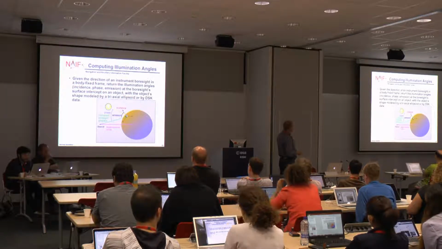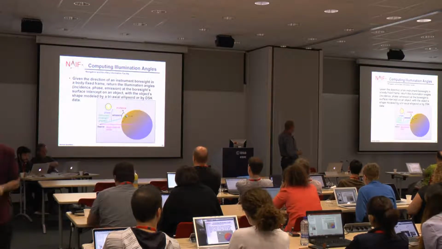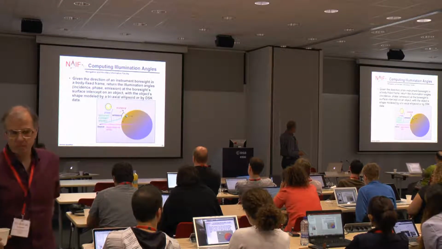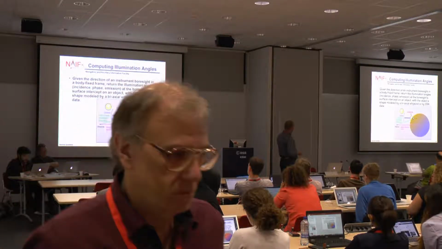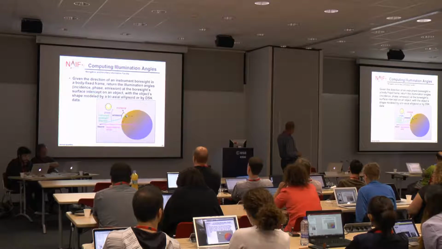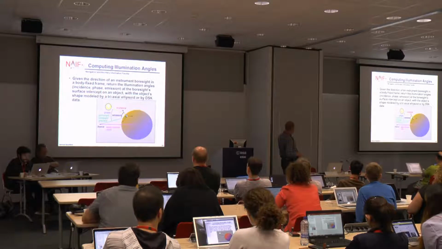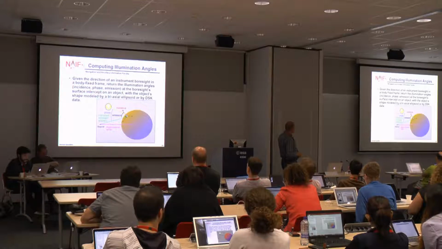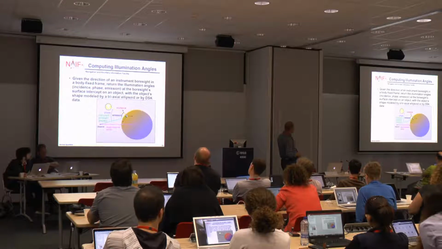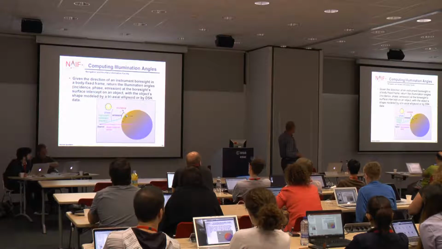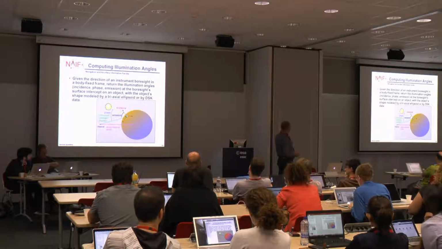Given the direction of an instrument boresight in a body-fixed frame, return the illumination angles, incidence, phase, and emission, at the boresight surface intercept of an object, with the object shape modeled by an ellipsoid. So the angles are shown here. The emission angle is the angle between the direction to the point and the normal to the surface at that point. The incidence is the angle between the normal to the surface and the direction to the sun. And the phase is the angle between the direction to the point and the direction to the sun. So here these three angles are indicated. And of course we have a target-observer position vector indicating where our observer is with respect to the target.